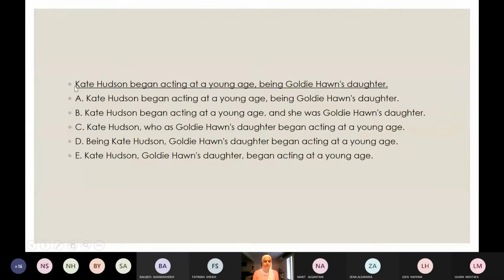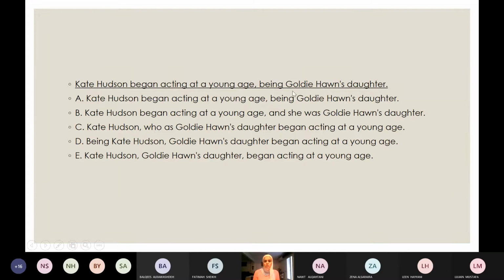Okay. Kate Hudson began acting at a young age is correct. Kate Hudson began acting at a young age. It is correct. Then I have being Goldie Hawn's daughter. Being Goldie Hawn's daughter is not an independent clause. It is so obvious that it is dependent. Actually, it's not even a clause, it's a phrase because I don't have a subject or I have a predicate. So I can understand that this is wrong here.